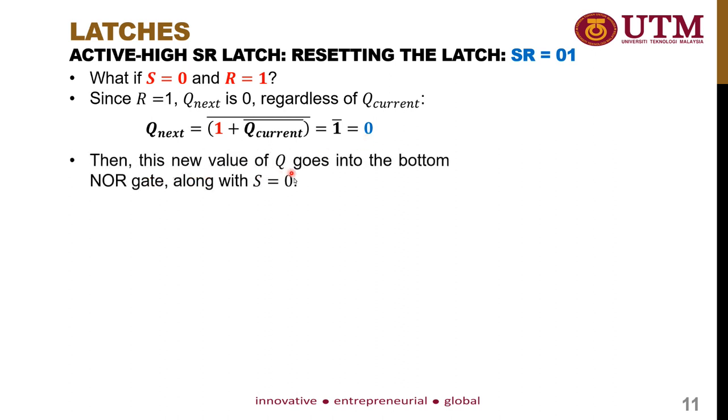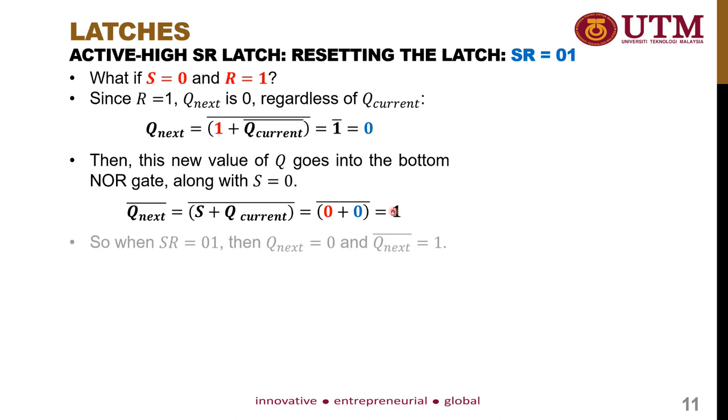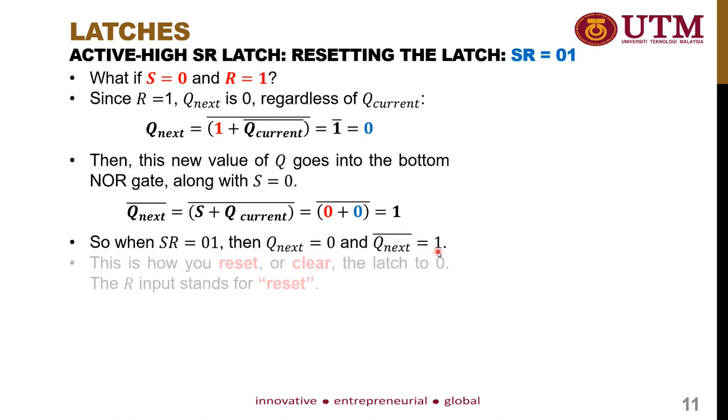Then this new value of Q goes into the bottom NOR gate along with S equals 0, and then we substitute the value of S inside the Q next bar equation. We substitute the Q current value with Q next, because 1 plus anything will become 1 bar and eventually become 0. So we can directly substitute the value of Q next into the Q current here. So 0 plus 0 with an over bar, you will get the answer of 1. Okay, so when SR equals 0, 1, then Q next equals 0 and Q bar next equals 1. So this is how you reset or clear the latch to 0.